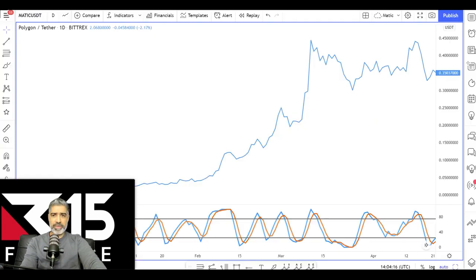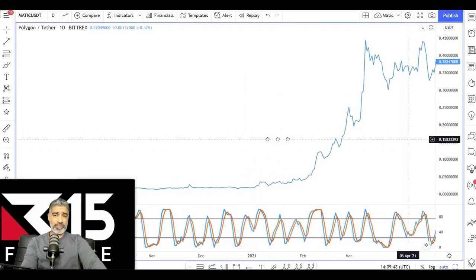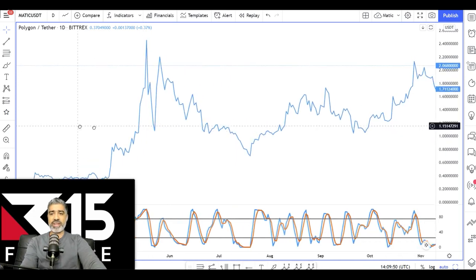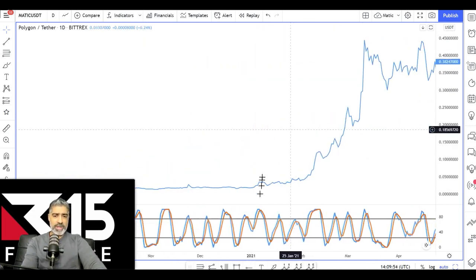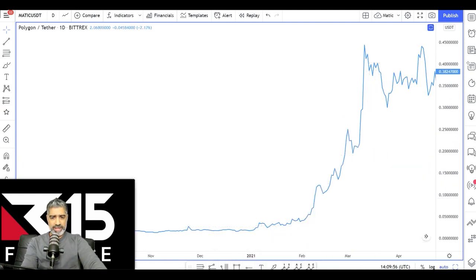So now we're going to jump into a live chart. This is Polygon, also known as Matic. Now the price has really surged since this data. I'm not currently holding Polygon right now, but I bought my first Polygon back in, I think it was January. Yeah, it was around January.